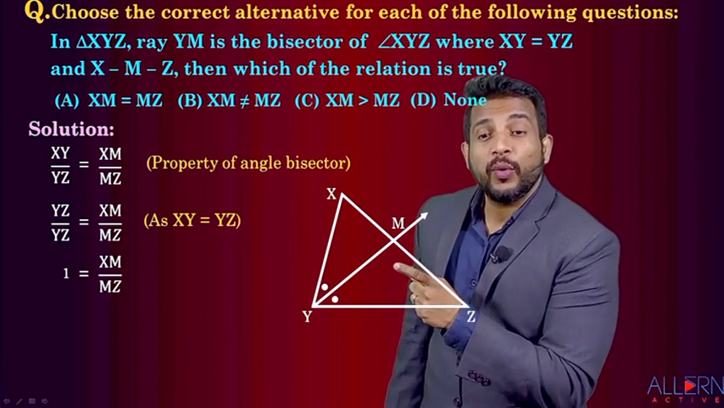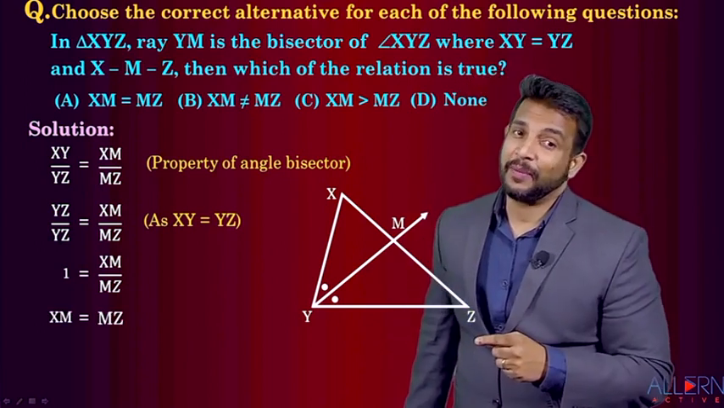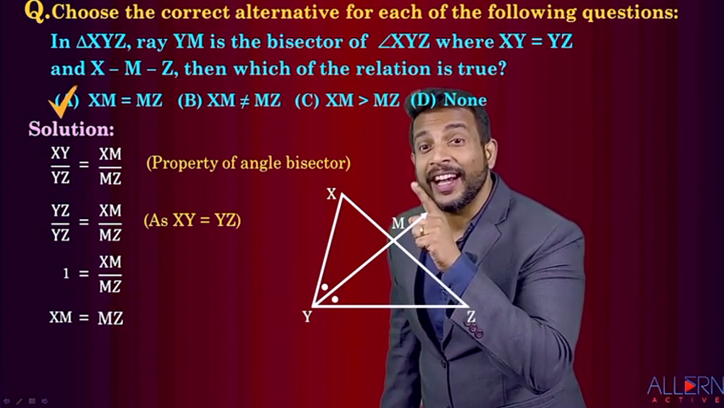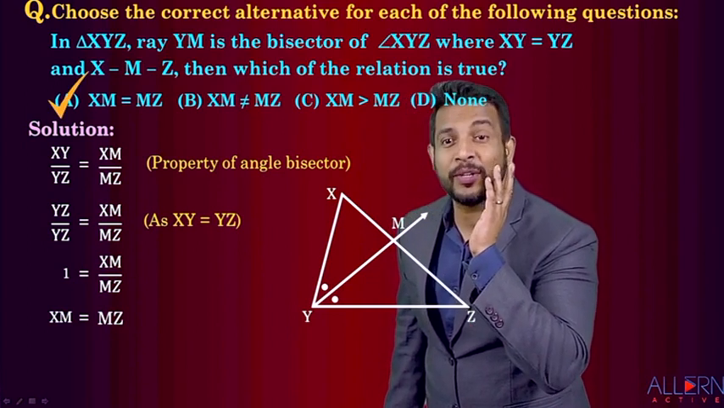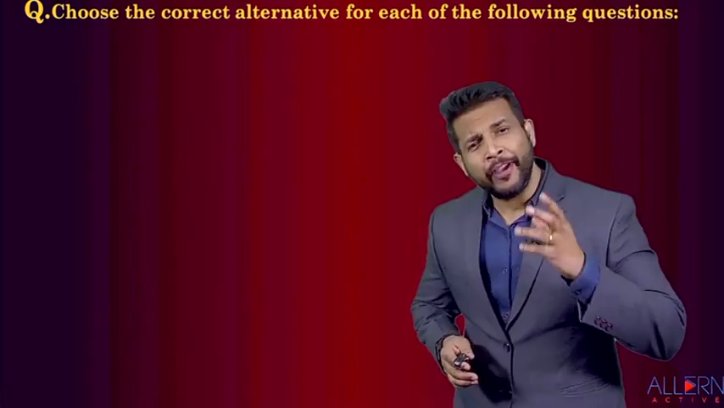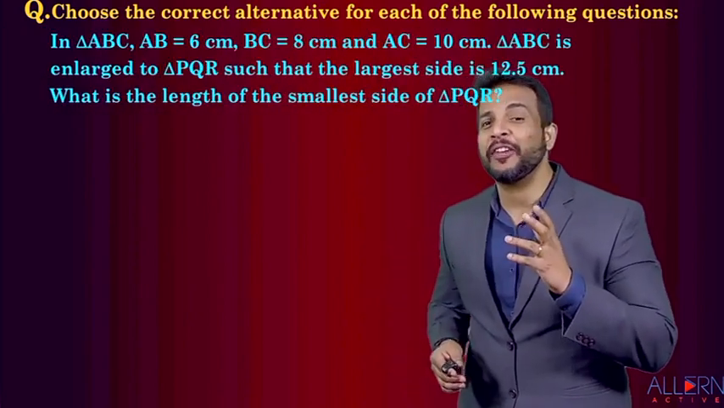Just cross multiply. So what do we get? We get MZ and XM. They are equal. So which one is the correct one here? XM equal to MZ. Which one? That's the first option. That's the correct one. So option A is correct. Easy, very easy, right? Let's do some very simple MCQs. They're going to be very interesting and very, very easy.